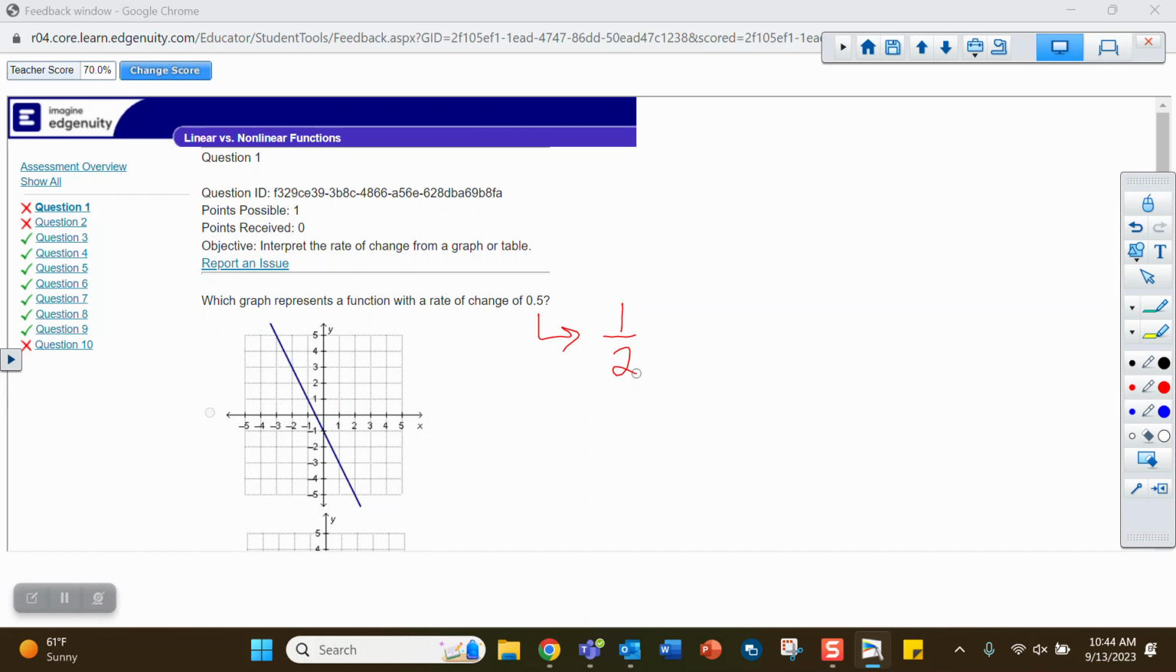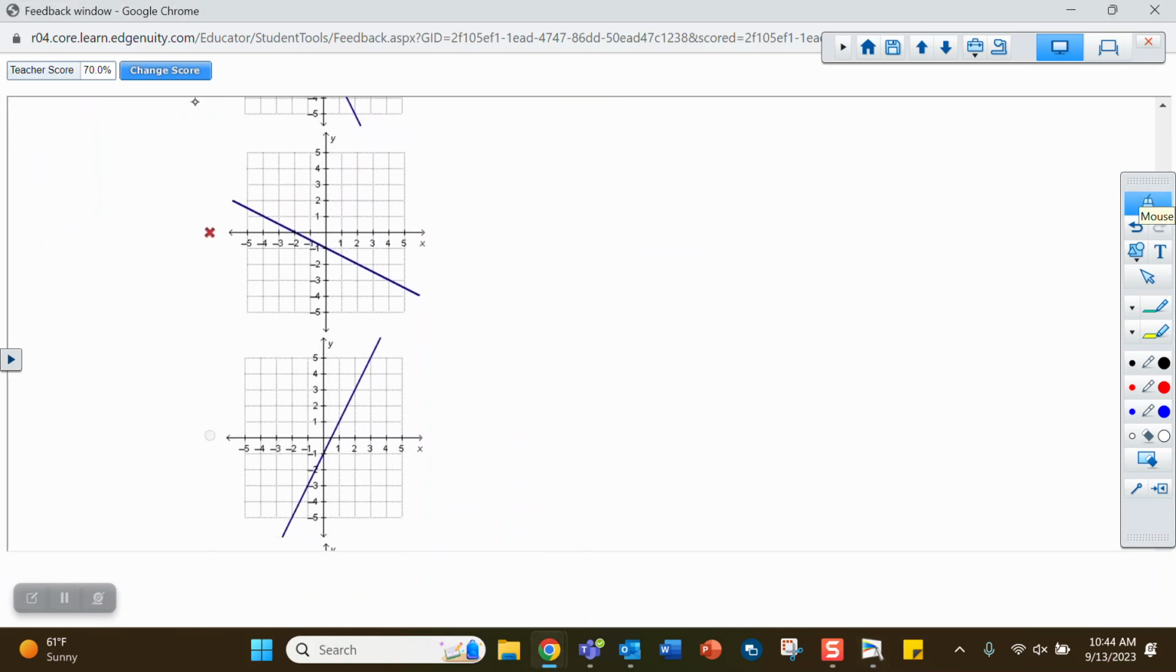So what that means is that you're looking for the graph that shows a rate of change that's going up 1 and right 2. So every time we go up 1 unit, we need to go over 2 units. Well, this first graph has a negative rate of change, so that's not the answer because this is a positive 0.5 or a positive 1/2. I'm going to have to erase my screen in order to scroll, but remember we're looking for that positive 1/2.